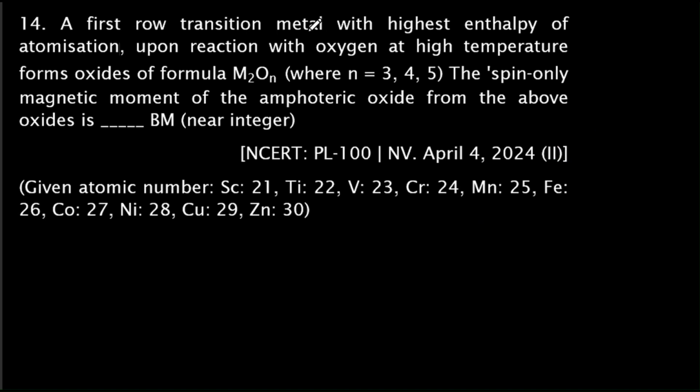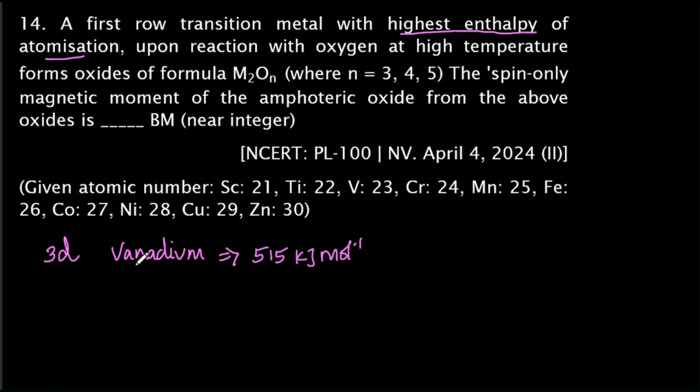A first row transition metal with the highest enthalpy of atomization. We saw that in the 3d series, vanadium has the highest enthalpy of atomization. The value is 515 kilojoule per mole. So the first row transition metal they have mentioned here is vanadium. Upon reaction with oxygen at high temperature, it forms oxides of formula M2On, where n value is 3, 4, 5. So vanadium reacts with oxygen and forms 3 types of oxides.